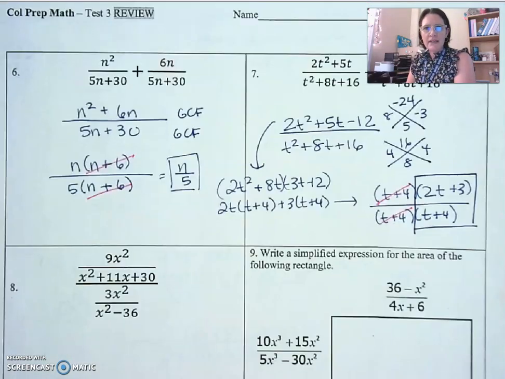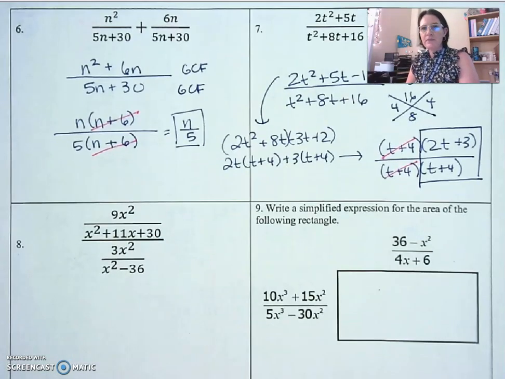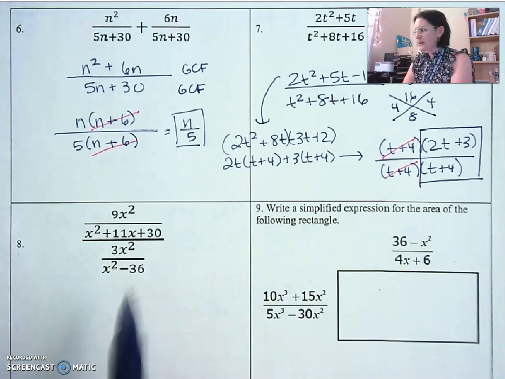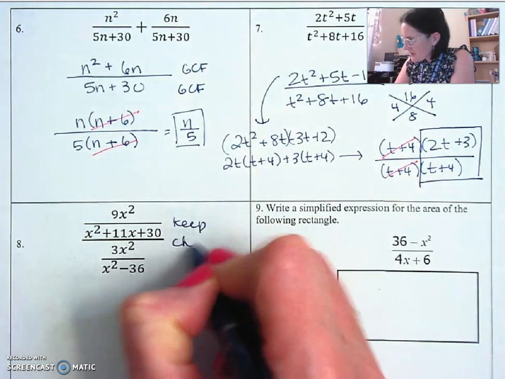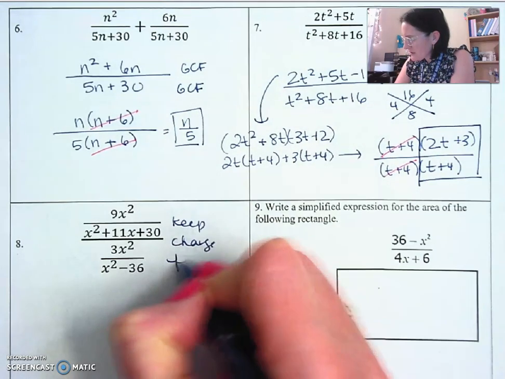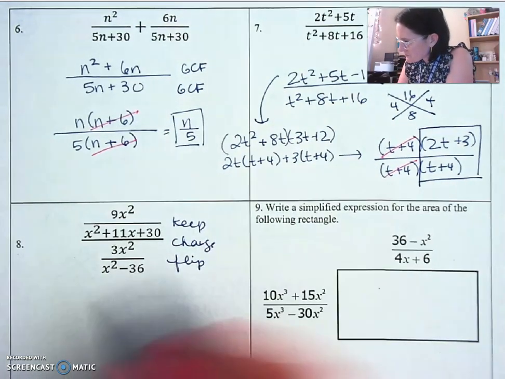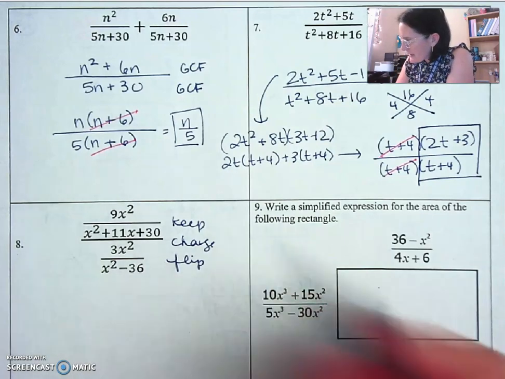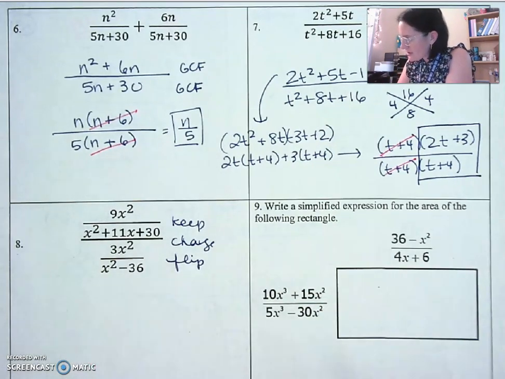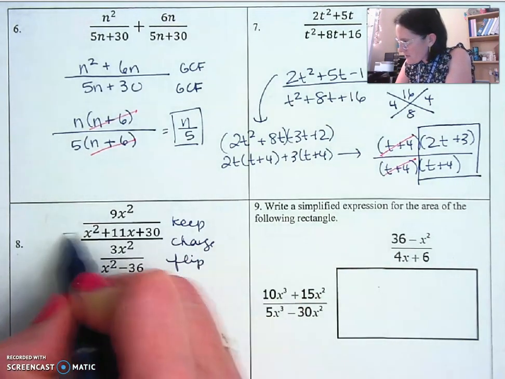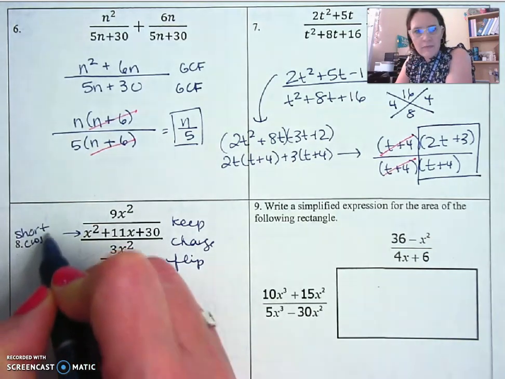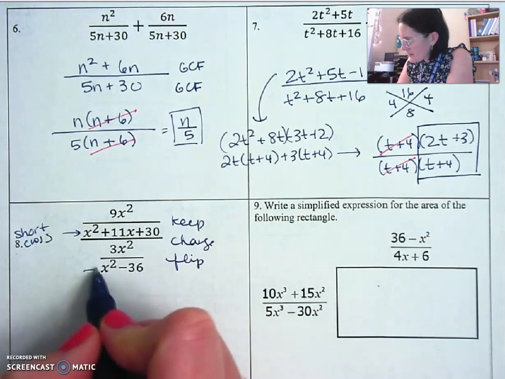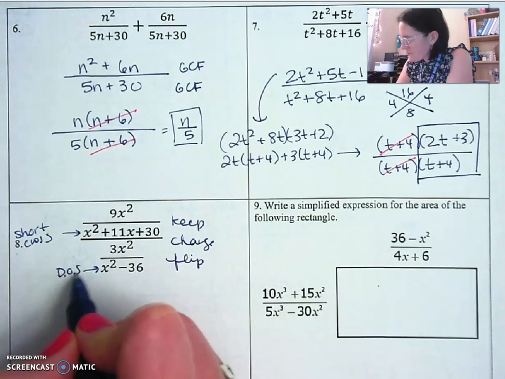And then number 8 is another division by a fraction. This is a complex fraction. We're going to keep this the same, change to multiplication, and flip the second fraction. And I'm going to factor as I go. So this right here is going to be short cross. And this one right here is difference of squares.